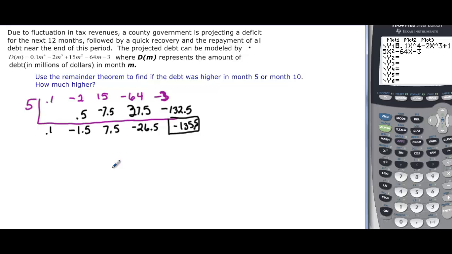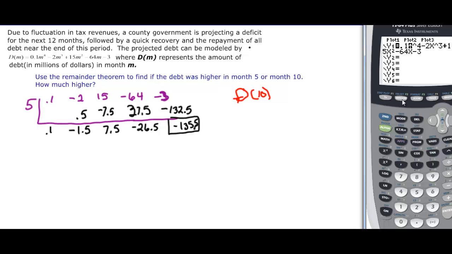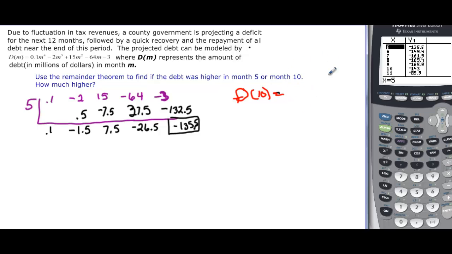Now that took a lot of time to do all that. So remember that we can also do F, or in this case, D of 10. And to do that, I've just put the formula in my calculator. And I'm going to set my window up so that I can look at 10. Actually, I want to verify 5, so I'll go to 5 first. And I'll do second graph. And at 5, I have negative 135, like I expected. And at 10, I'm going to get negative 143.